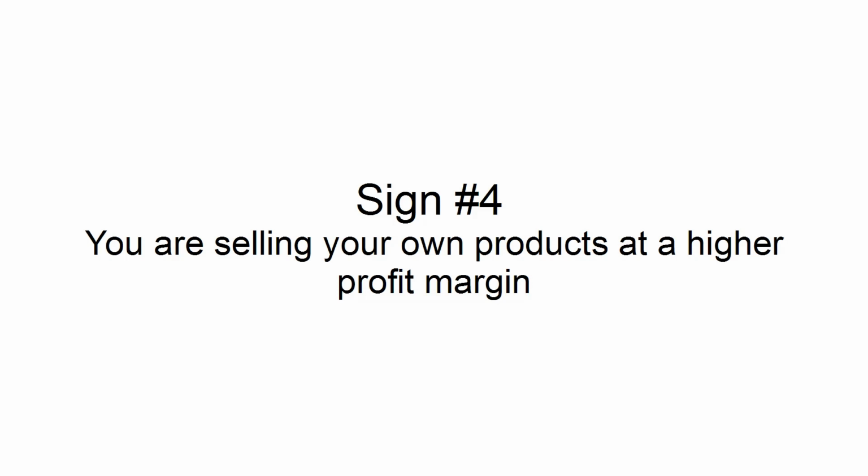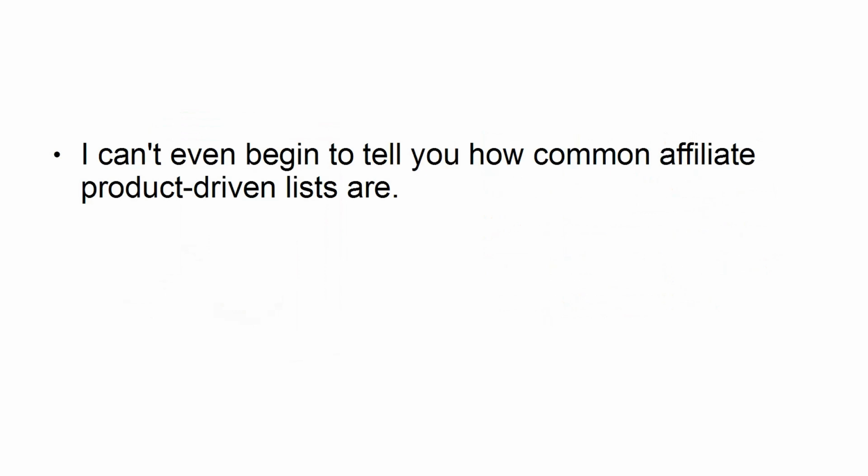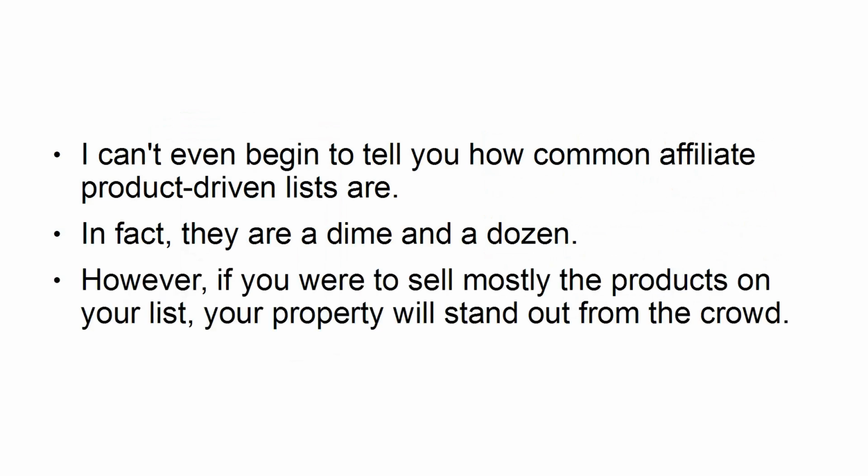Sign number 4. You are selling your own products at a higher profit margin. If you have taken the time to actually sell your own products, this makes your list very distinctive. I can't even begin to tell you how common affiliate product-driven lists are. In fact, they're a dime a dozen. However, if you were to sell mostly your own products on your list, your property will stand out from the crowd.